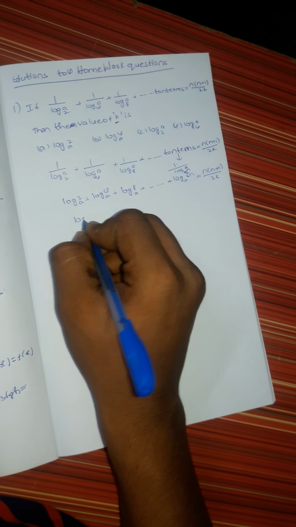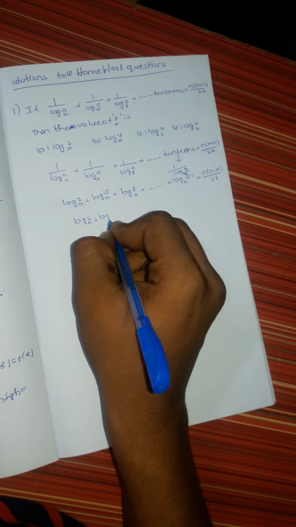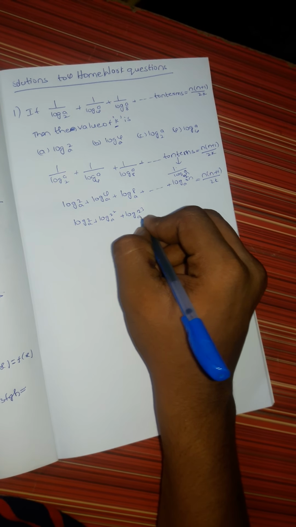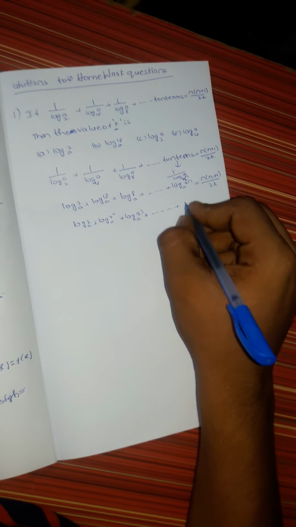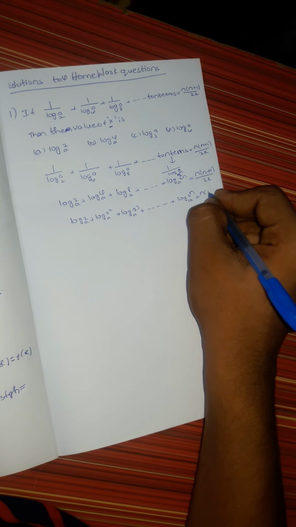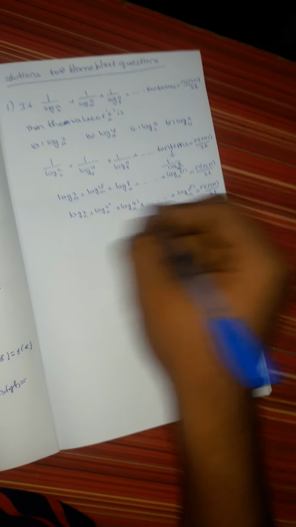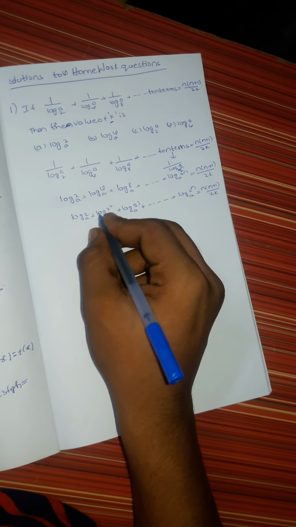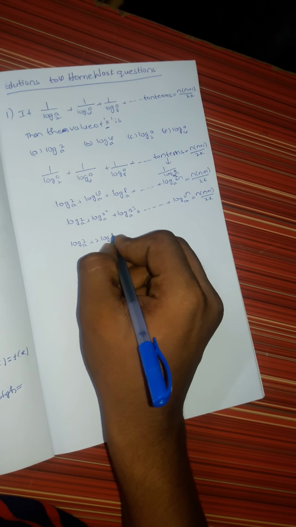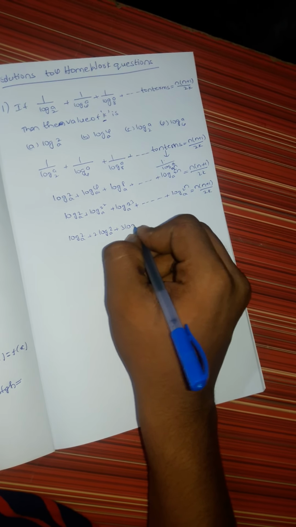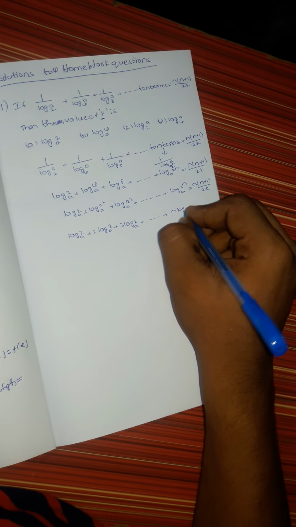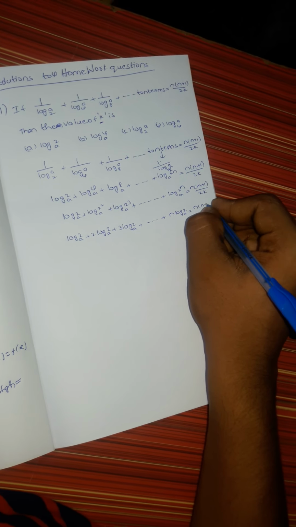See students, here log 2 base a, plus 4 can be written as log 2 square to the base a, plus 8 can be written as log 2 cube to the base a, plus and so on, plus log 2 power n to the base a, that is equal to n of n plus 1 by 2k. Bringing the powers to the front, that is log 2 to the base a plus 2 log 2 to the base a plus 3 log 2 to the base a plus and so on, plus n log 2 to the base a, equal to n of n plus 1 by 2k.